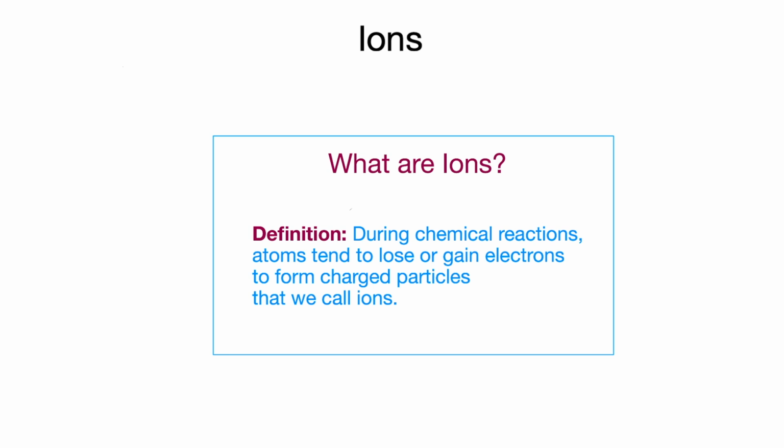So what are ions? The definition is, during a chemical reaction, atoms tend to lose or gain electrons to form what's known as charged particles. These charged particles are known as ions.